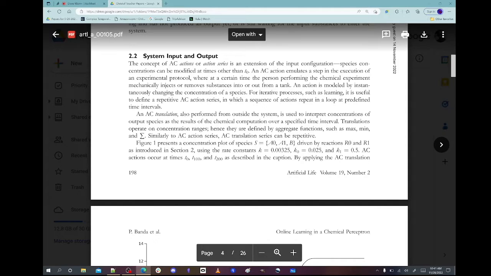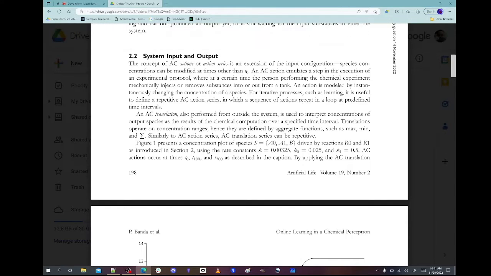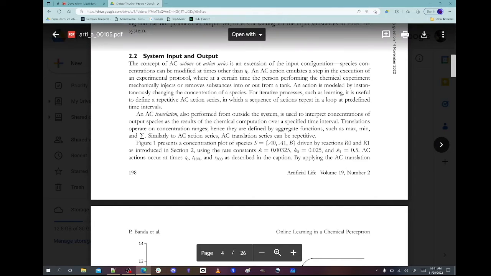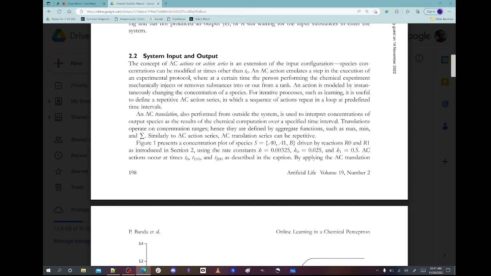The concept of actions or action series is an extension of the input configuration. Chemical species concentrations can be modified at times other than T0. An AC action emulates a step in the execution of an experimental protocol, where at a certain time the person performing the chemical experiment mechanically injects or removes substances into or out of a tank. And this tank metaphor can be used in self-organizing chemistries as well, in terms of the supply of a certain chemical reactive species. So you have this rate limiting aspect to it that you can use to understand both chemistry experiments and self-assembling chemistries.